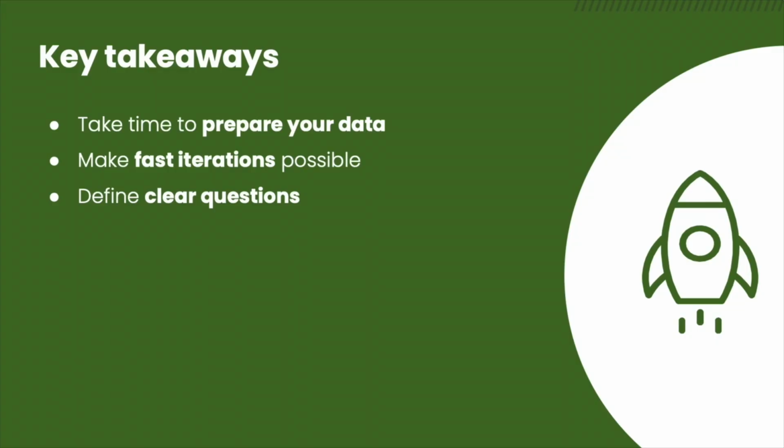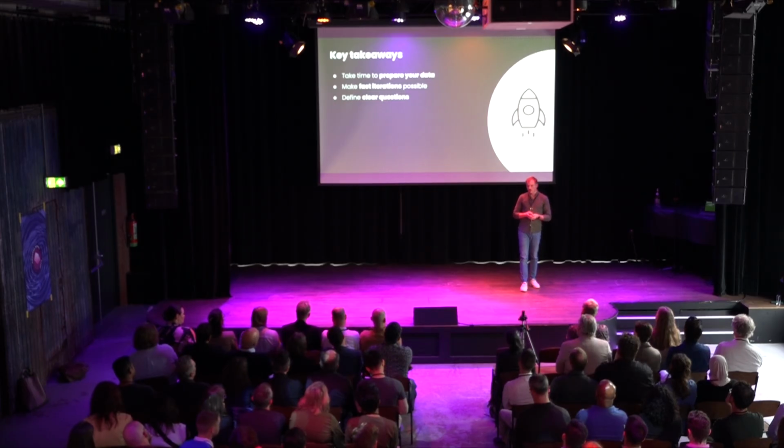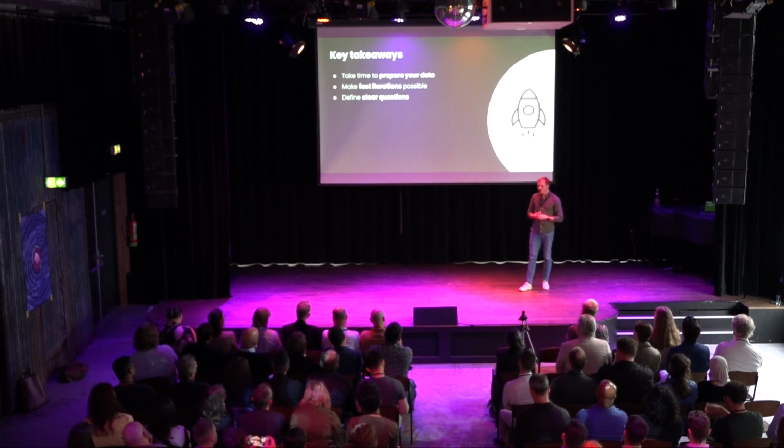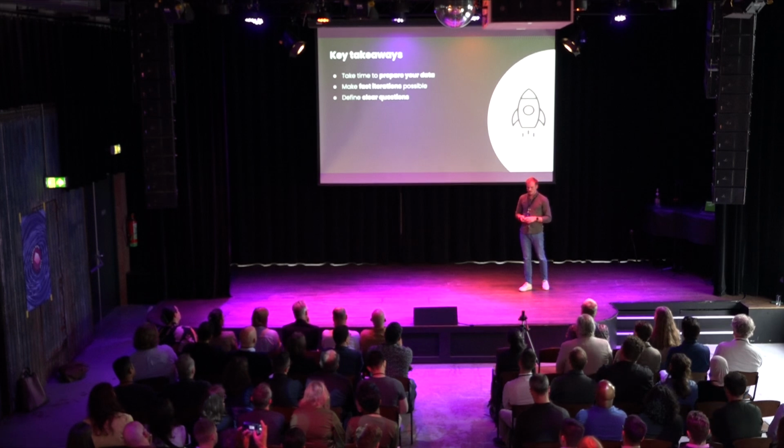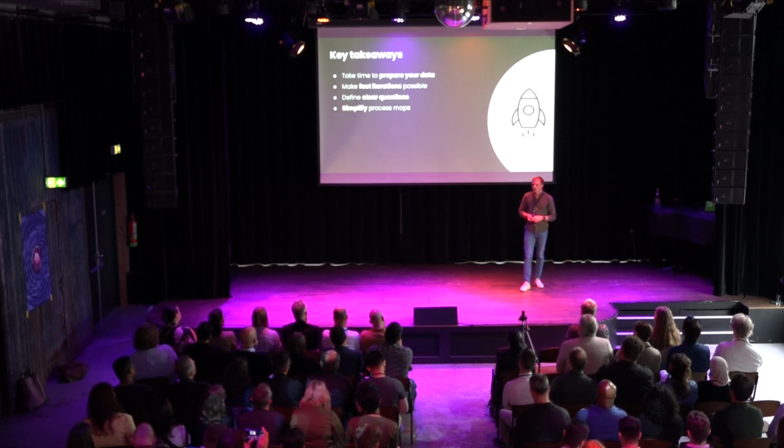Third one is define clear questions. I think process maps can be very overwhelming at first. So if you don't know what you're looking at, then it can be very hard to find insights. But if you have a clear question, then you can look at the map to answer that question. Also, simplify those maps. Again, they are very overwhelming, so if people are not familiar with them, just focus on the key insights and show those.